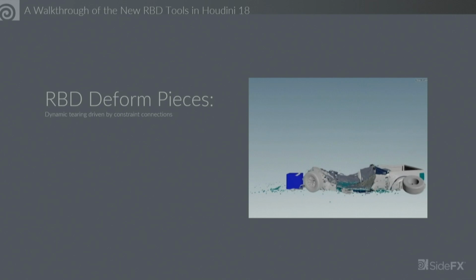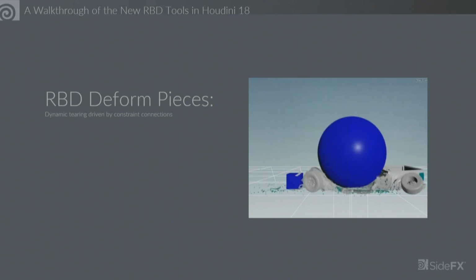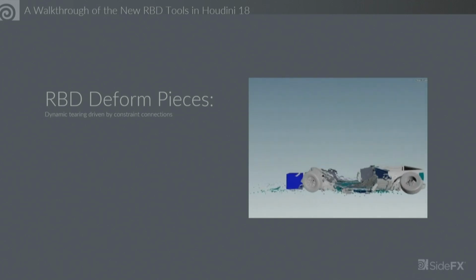If you allow constraints to stretch too far before breaking, it can lead to some really interesting results where the pieces deform and they stretch before snapping back and opening up the cracks. So it ends up almost looking like gum.